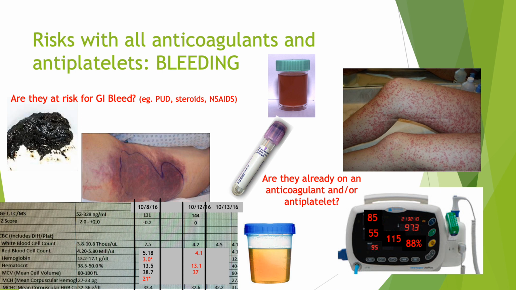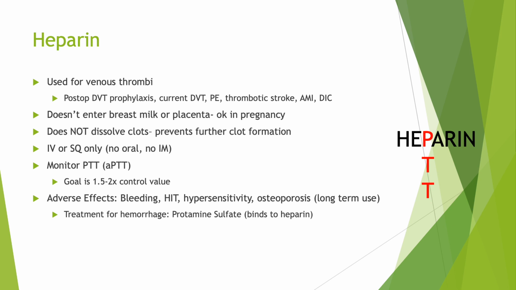Also, anytime a patient is on more than one anticoagulant or antiplatelet, the risk for bleeding increases. So remember, regardless of the drug, these anticoagulants and antiplatelets are going to increase our risk for bleeding. We need to be watching for all of these signs and also considering the risks that they already have for bleeding. So beginning with anticoagulants, let's review heparin.